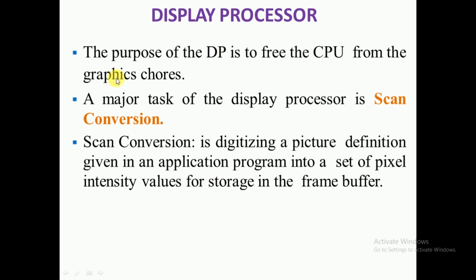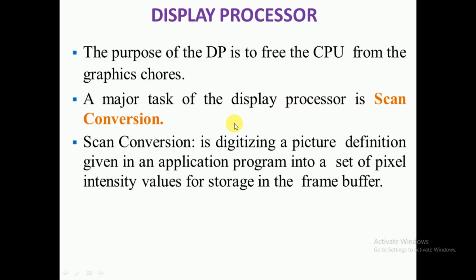Then next is the display processor. What does the display processor do? The purpose of the display processor is to free the CPU from the graphics chores. Again, the purpose of the video controller and display processor is just to free the CPU. In olden days, these were not there. Every operation was done by the CPU. If you assign many operations to the CPU, then automatically your CPU will be slow. To reduce the burden on the CPU and speed up the CPU, the display processor and video processor came into the picture. The major task of the display processor is scan conversion.